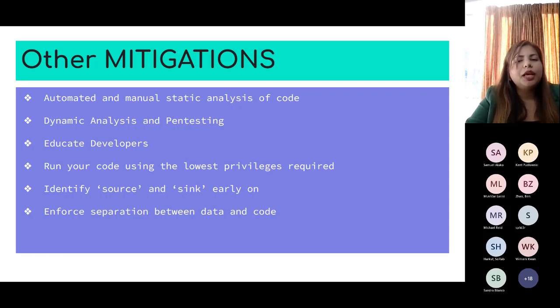Always run your code with the lowest privileges required. So if you can run your code in a high privilege, you can also run your code in a lower privilege, and give only the lowest privileges to every user possible in your application.